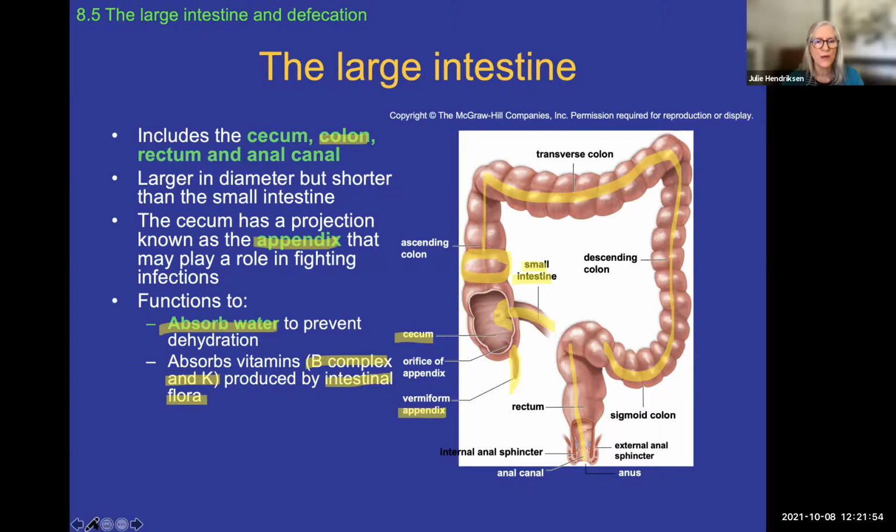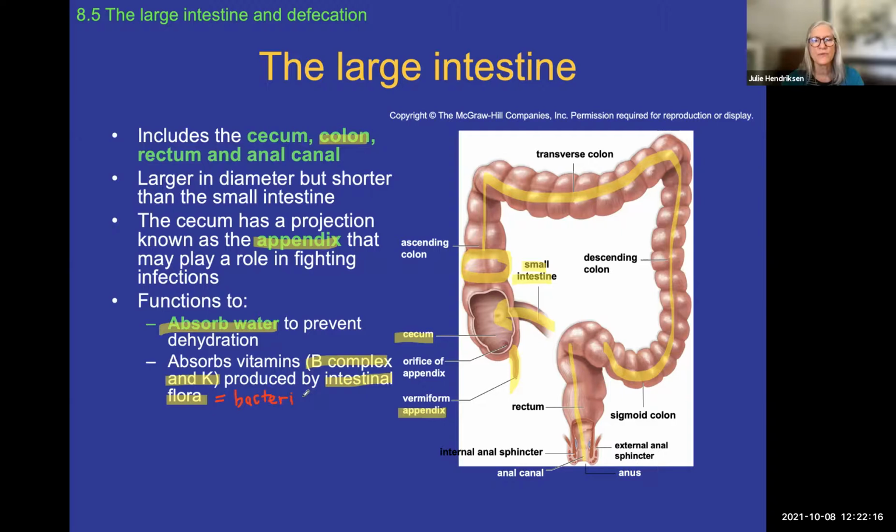Intestinal flora are bacteria. And we know, from your other chapters on the immune system, that there are bacteria that live in us and on us that are friendly bacteria, right? They are good for you. They are helping, in this case, with your metabolism.